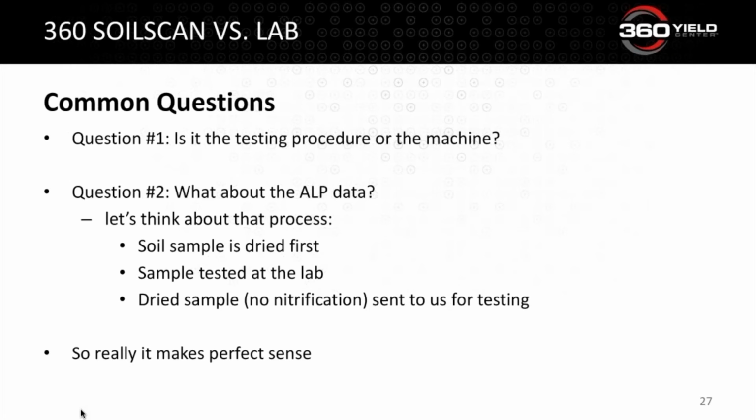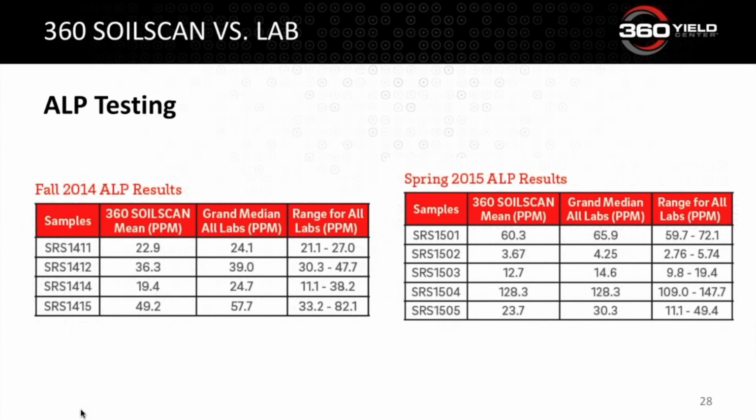Whereas you think about the samples that get sent and compared from a lab, that's a whole different process. So really it makes perfect sense to me why we pass ALP so well, so thoroughly, because it's a completely different process. They send out known samples that have been dried, which stops that nitrification process. And I just wanted to touch on that again real quick.